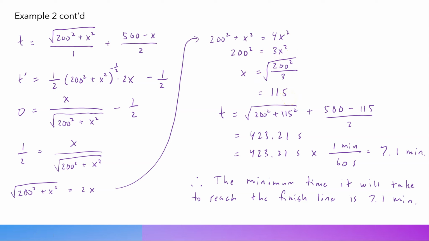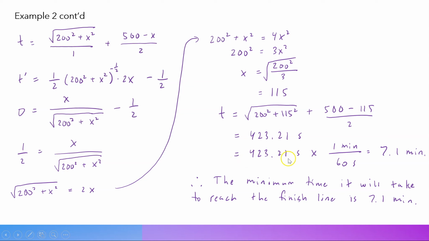Now taking this value for x and substituting it into the time function here, I ended up getting 423.21 seconds. Now, to make this a time that's easier to understand, I took the time in seconds and multiplied it by 1 over 60. So basically I divided by 60 to convert it into minutes. And that gave me 7.1 minutes.